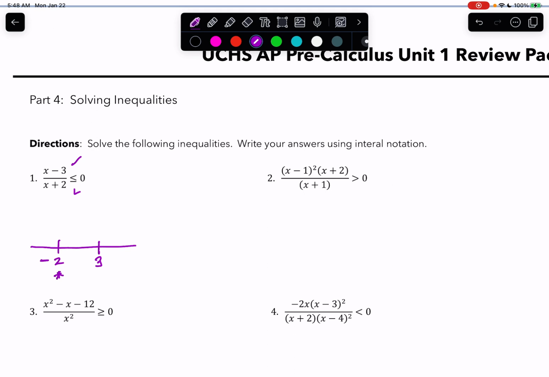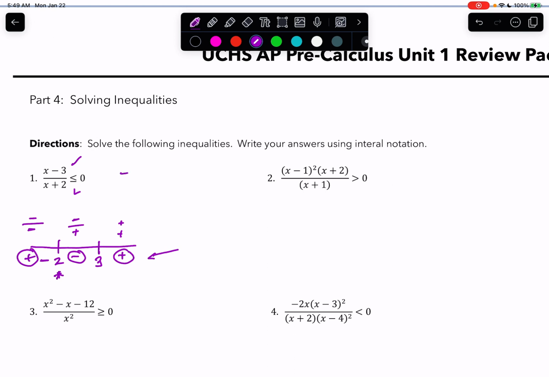And now I just have to test numbers in each interval. So let's see, if I pick -3, it would be negative over negative, which would be a positive in this section. And then between -2 and 3, there's 0. So I'd have negative over positive, which would make this one negative. And then after 3, I have positive over positive, which makes this positive. So I have my sign chart, and now I just look, where is it less than 0? I'm looking at this line, and it's less than 0 between -2 and 3.